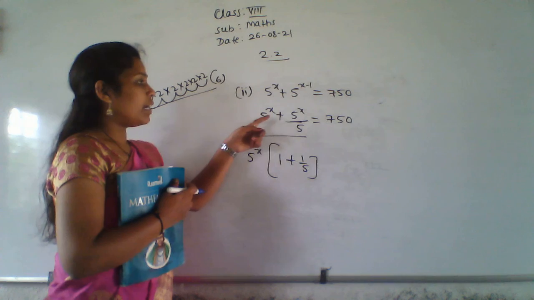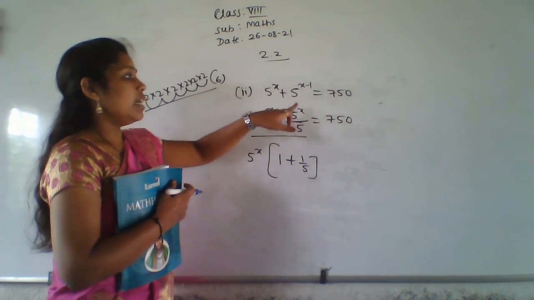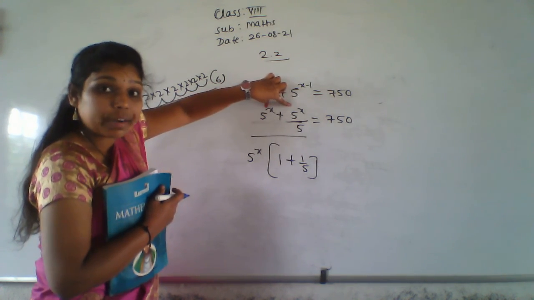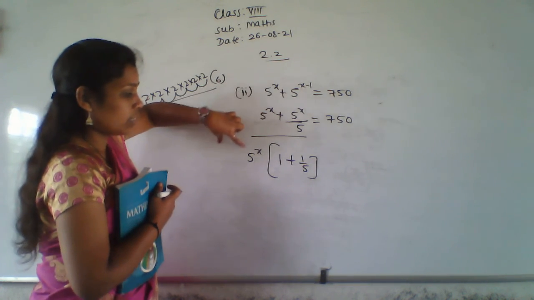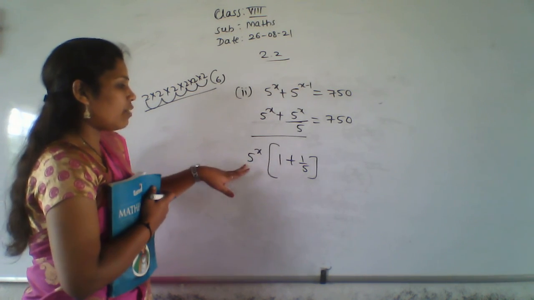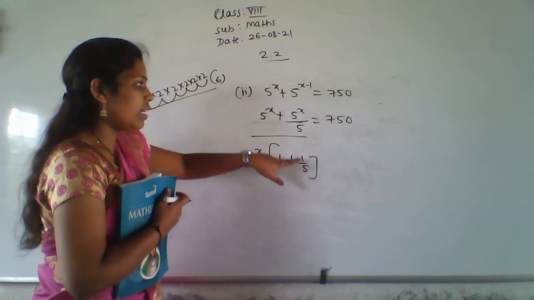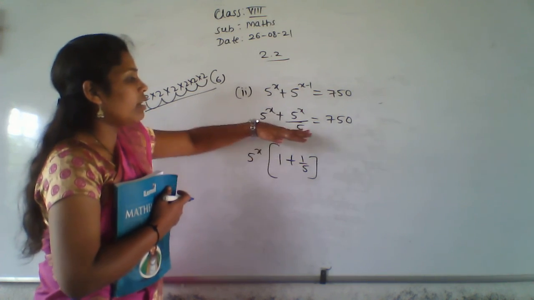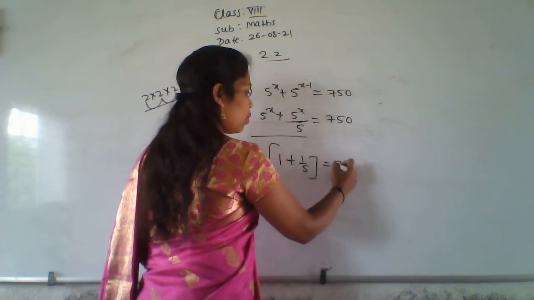So 5 to the power x plus 5 to the power x minus 1 can be written as 5 to the power x plus 5 to the power x divided by 5. Again in these two terms, which is the common term? 5 to the power x is the common term. If you take 5 to the power x as common, what is left inside the bracket? 1 and 1 by 5. Again multiply: 5 to the power x into 1 is 5 to the power x, and 5 to the power x into 1 by 5 is 5 to the power x by 5. If you multiply, you will get the same step. So I took this as common, and that is equal to 750.